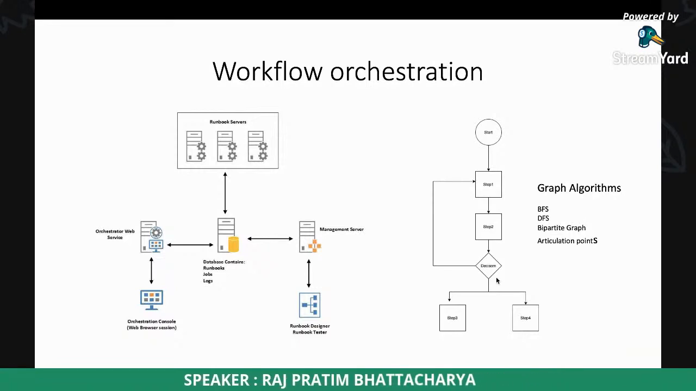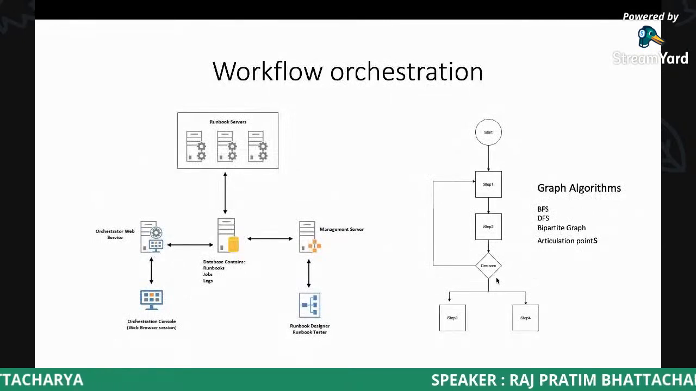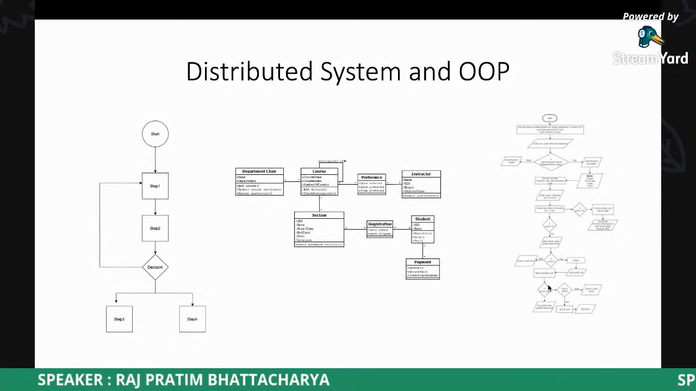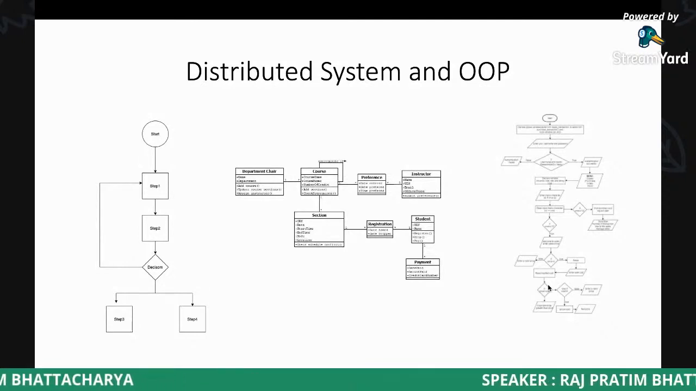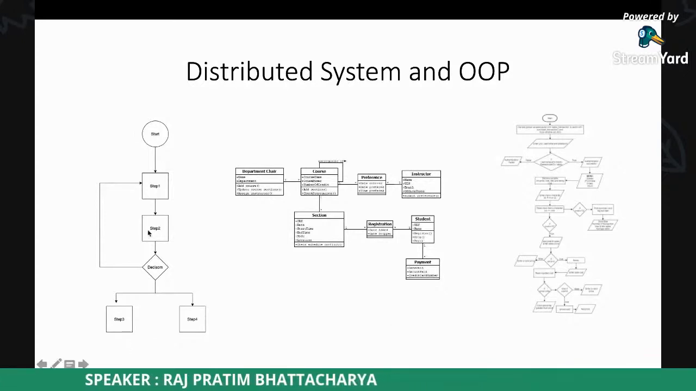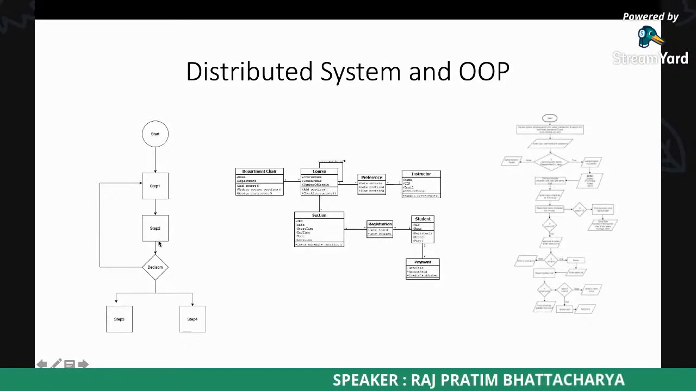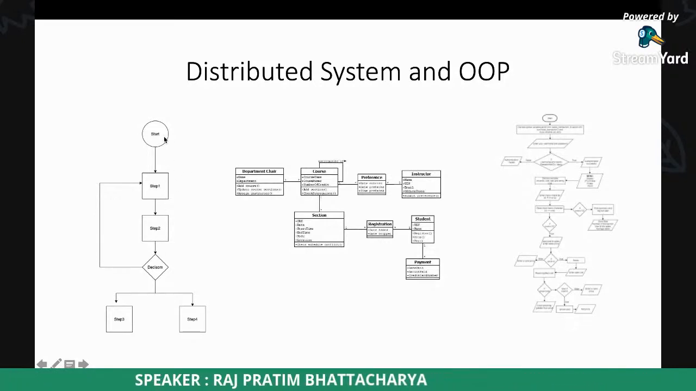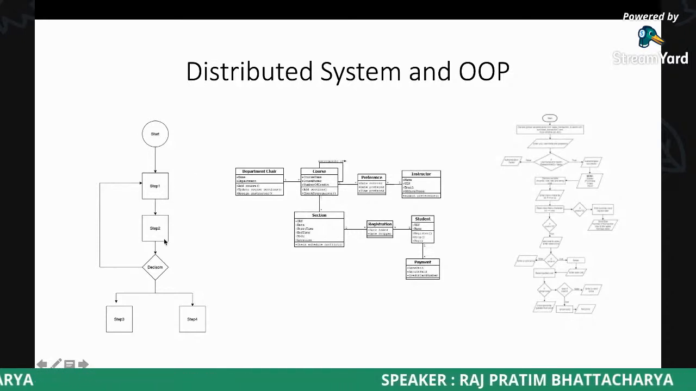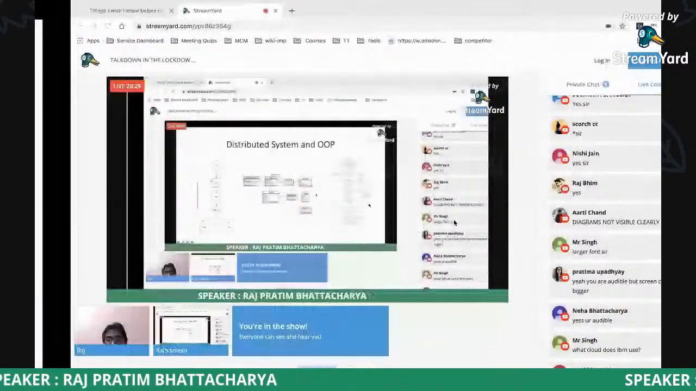Again, I'm getting into too much technicality. Let me explain it in much easier terms. I'm hoping that most of you know about procedural programming and object oriented programming. As I previously discussed, in a distributed system we divide a total task into multiple steps, and each of the steps is a node of the distributed system graph.